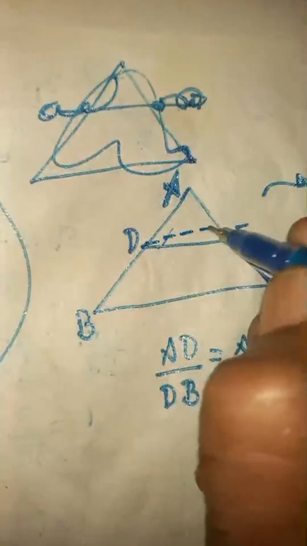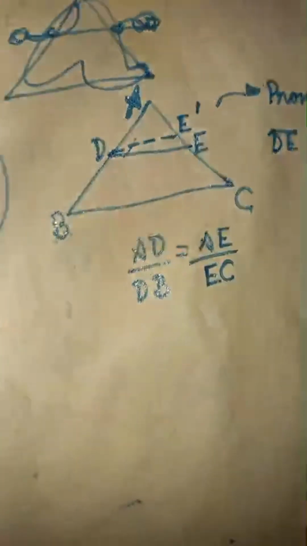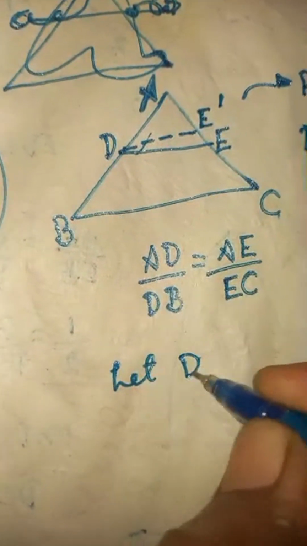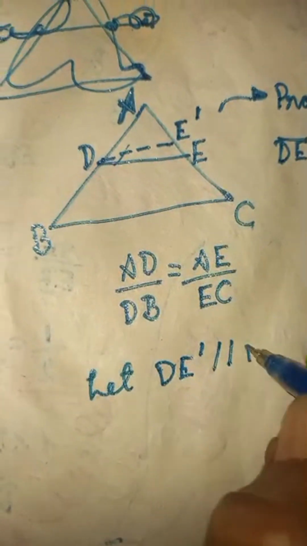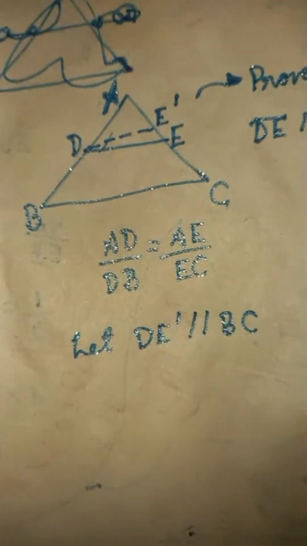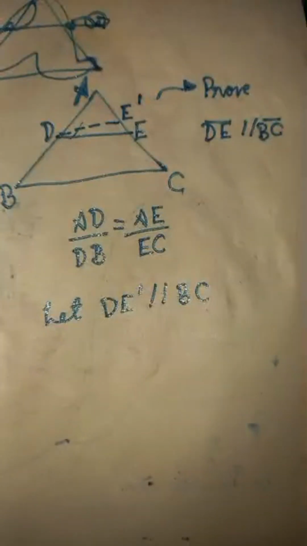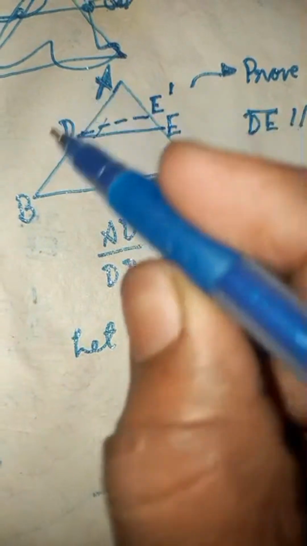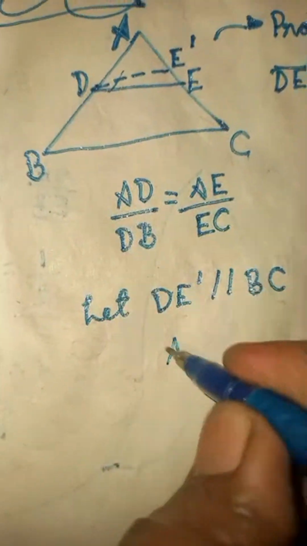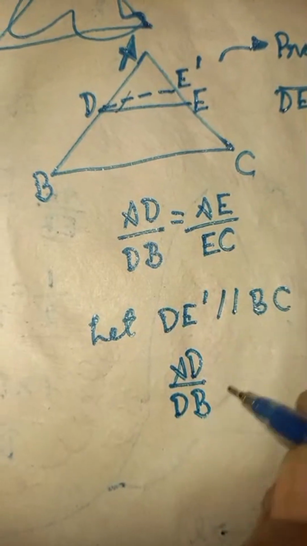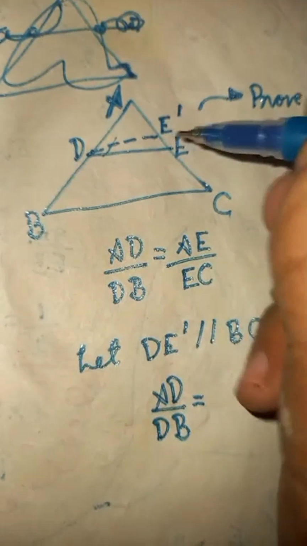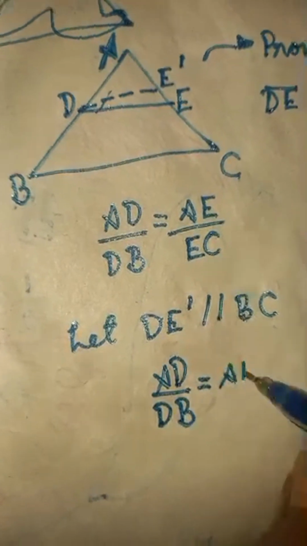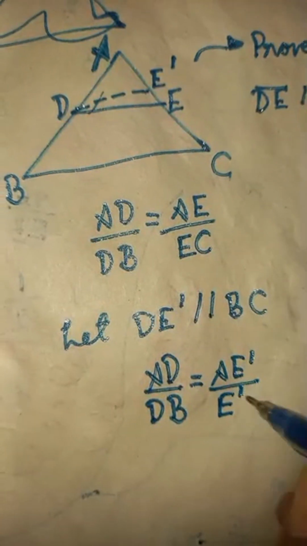You can prove that like this: let's take one more line which is parallel to BC, that is DE dash. Let's take DE dash parallel to BC. After they become parallel, obviously they are divided in the same ratio. That means AD by DB must be equal to AE dash by E dash C.